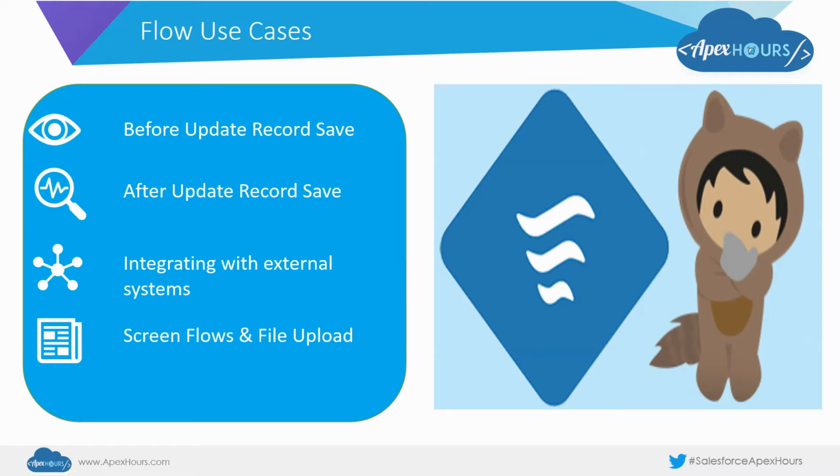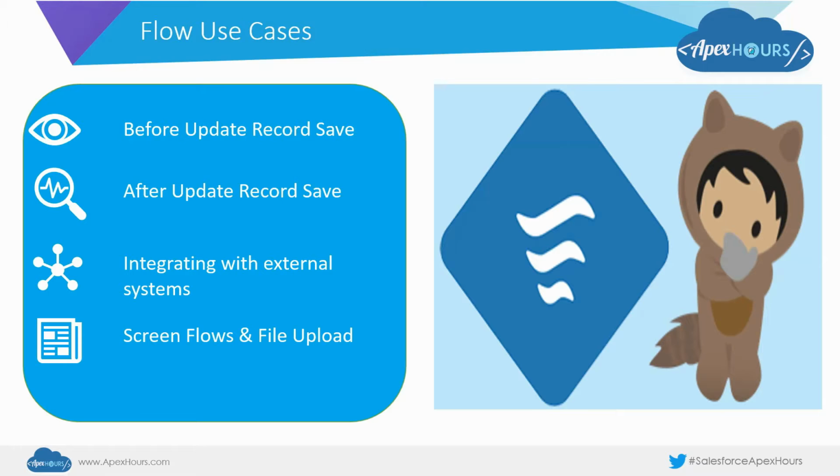Flows can be used to do some operations during a record save operation. Before update and after update flows are the latest addition to this, which help us to use flows without the help of a process builder. Flows can be used to integrate Salesforce with external systems also. In addition to this, flows can be used to perform some user interface specific actions.